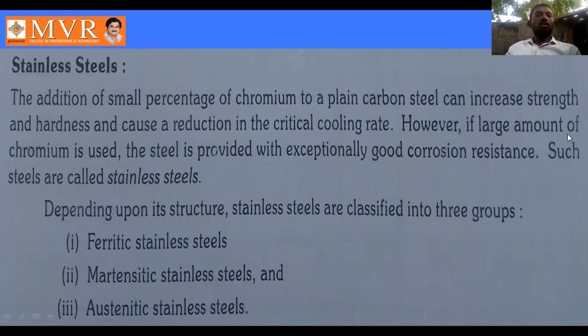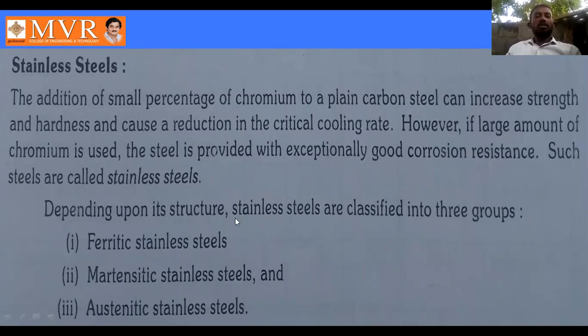However, if a large amount of chromium is used in the steel, it is provided with exceptionally good corrosion resistance. That is the main benefit of stainless steel. Such steels are called stainless steels.